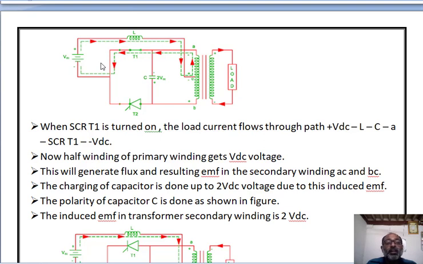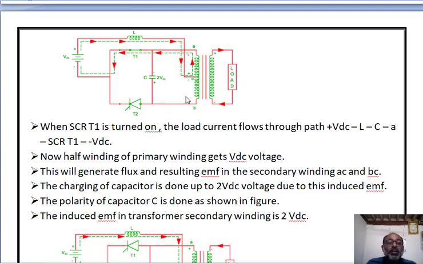Now this will generate the magnetic flux in the core. So as a result, an EMF is induced in the secondary winding. Due to this, the capacitor is charged up to 2 VDC. Now the polarity, you can see the lower plate of the capacitor becomes positive and the upper plate becomes negative.